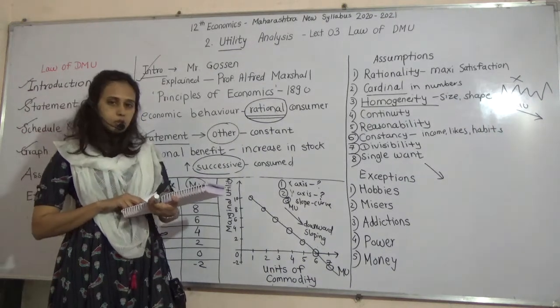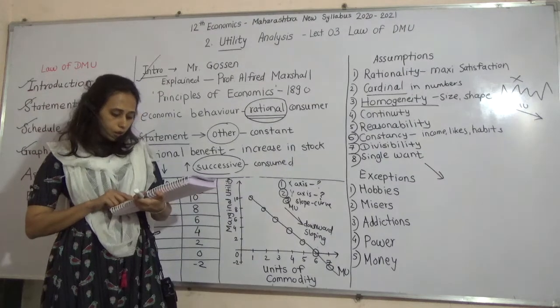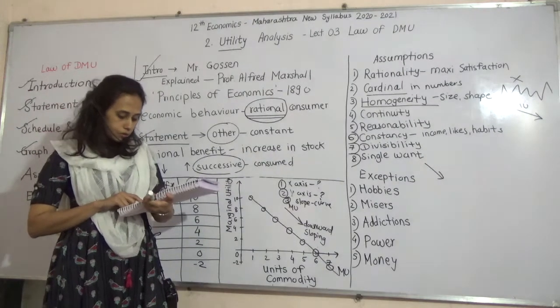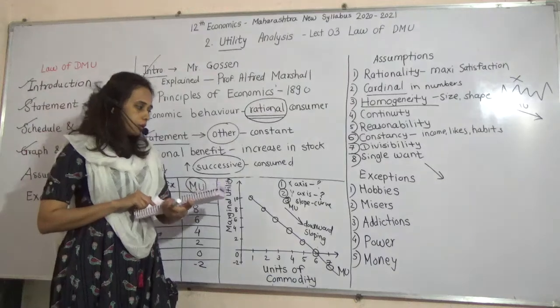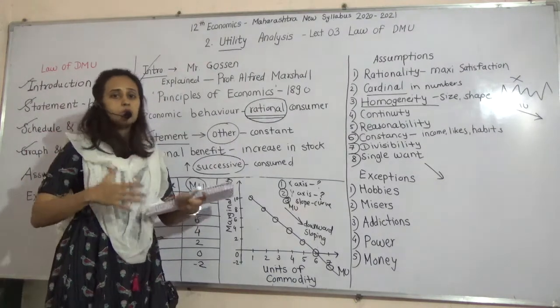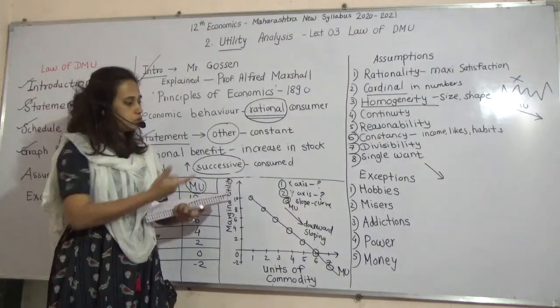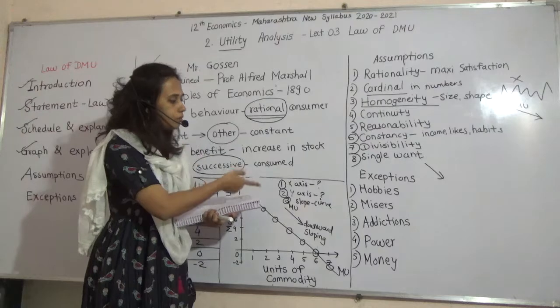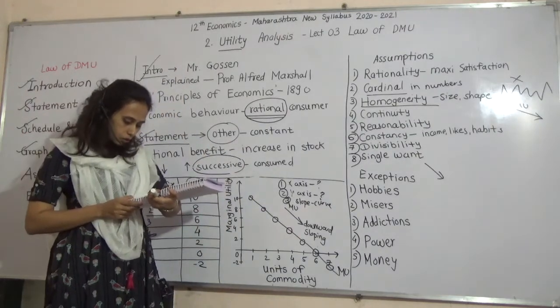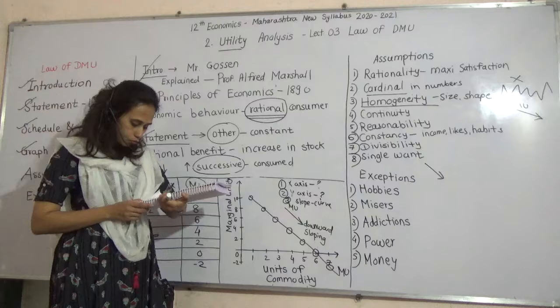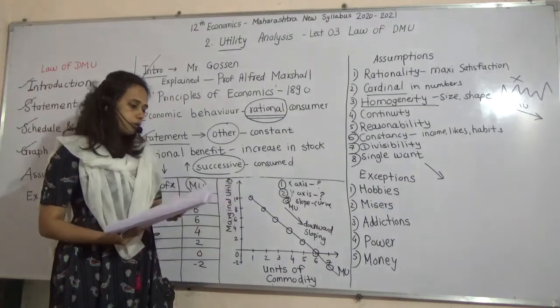And the last one is money. It is said that MU of money never becomes zero. You get more and more satisfaction. So this law is not applicable in case of money too. Marginal utility of money is more to a poor person than to a rich person.